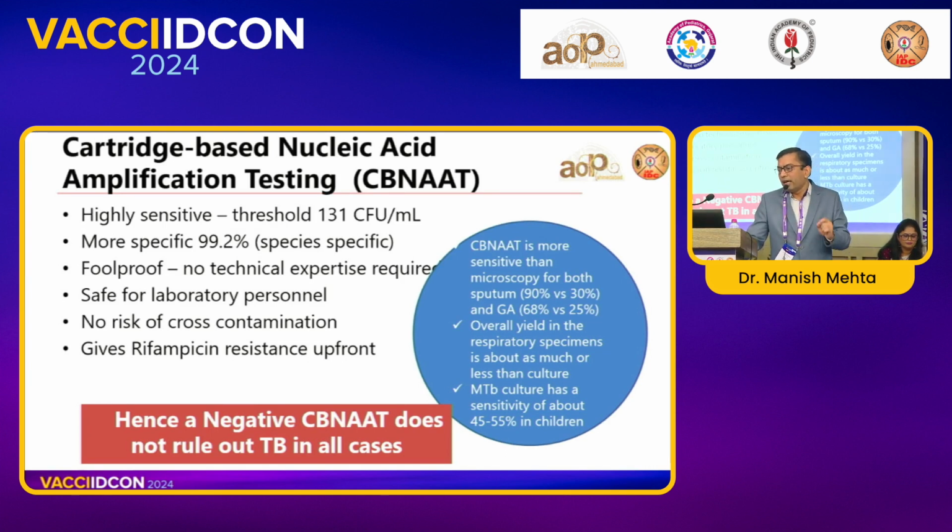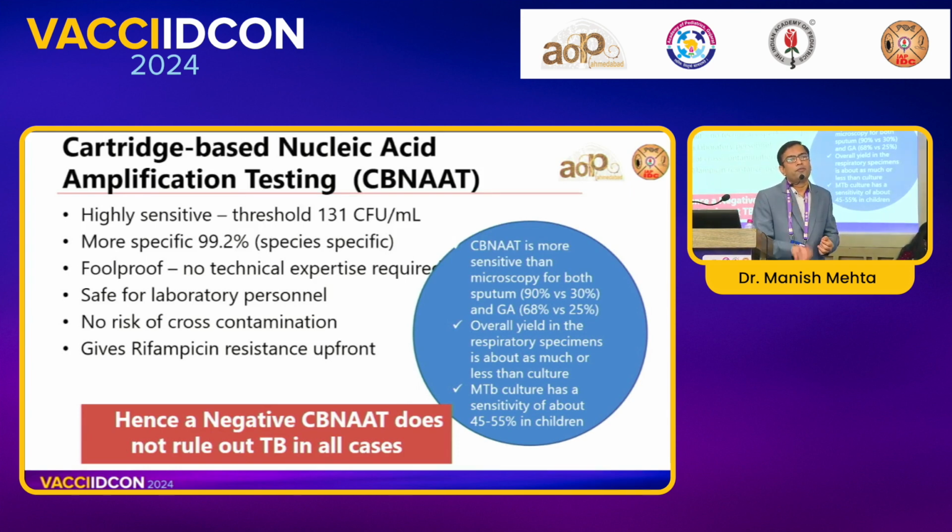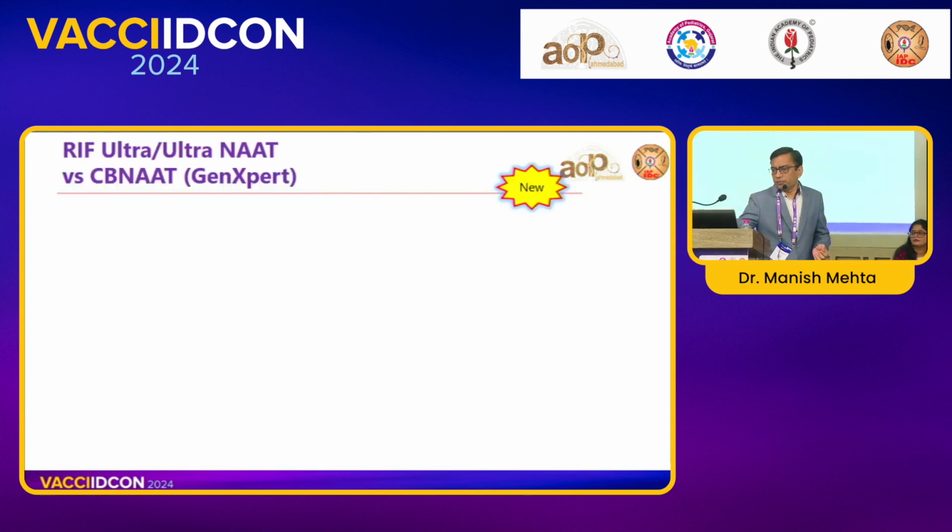Hence a negative CBNAAT does not rule out TB, because as we discussed, CBNAAT is about 90% and smear about 30% compared to culture positivity, and the overall yield in respiratory specimens is not that great. MGIT culture has a sensitivity of about 45 to 50%. So culture is only 45 to 55% sensitive. So this is the issue with the diagnosis.